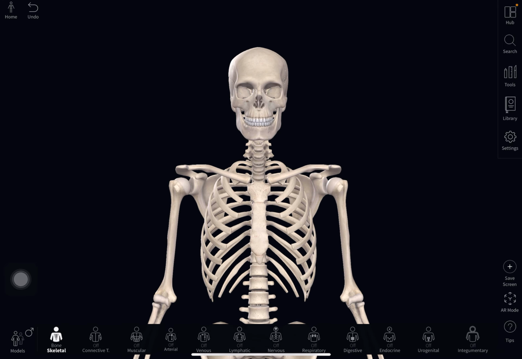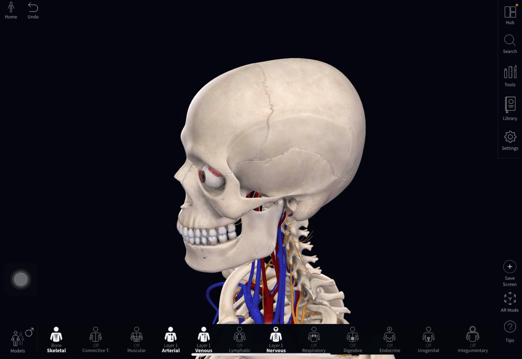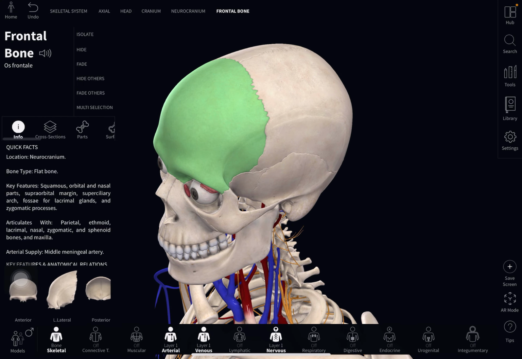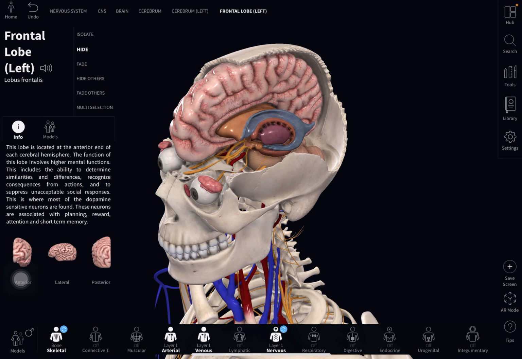What you can do is just start turning on arterial, venous, and nervous. Just a level one. Level one can already start dissecting away the bones. You can hide things or you can fade them. I choose to hide the brain.